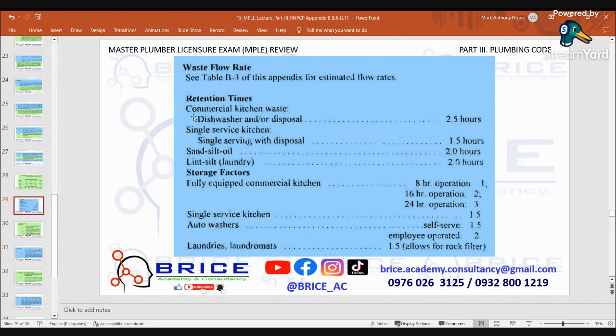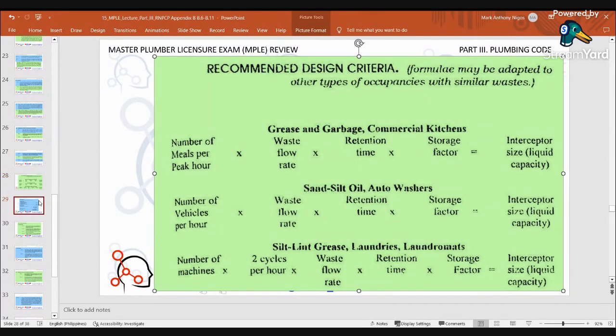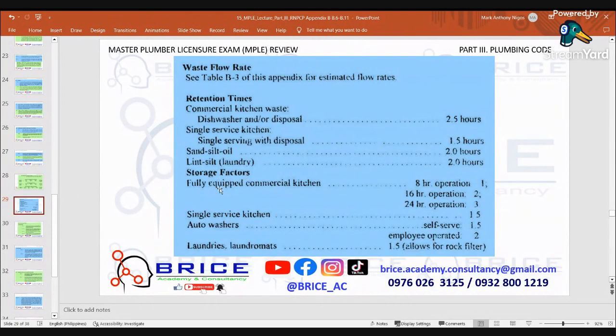Retention time for commercial kitchen waste, dishwasher and other disposal, 2.5 hours. For single service kitchen, single serving with disposal, 1.5 hours. For sand silt oil, 2 hours. For lint silt on laundry, 2 hours. Ito yun, no? Mga retention time. Then, for storage factor, fully equipped commercial kitchens, 8-hour operation, 1; 16-hour operation, 2; 24-hour operation, 3.